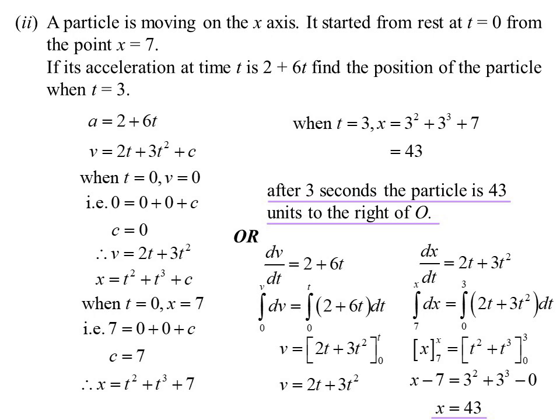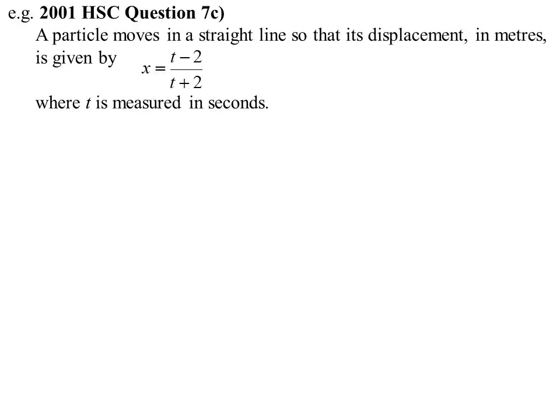There's the same answer. Okay, let's look at some, well, old ones, but some HSC questions. 2001 paper. A particle moves in a straight line. That's what we often look at here. So x is equal to this interesting equation, t minus 2 on t plus 2, which I guess is like some sort of hyperbola, when t is measured in seconds.